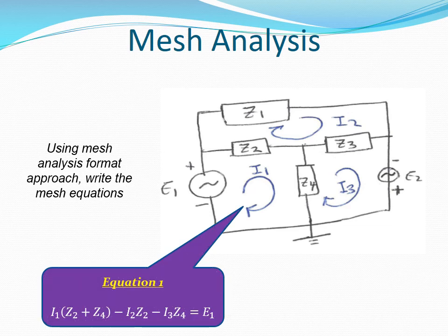For loop 1, the impedances through which the loop current flows are Z2 and Z4. Therefore, the first term is I1 by Z2 plus Z4. The mutual loops are loop 2 and loop 3, and the corresponding mutual impedances are Z2 and Z4. Therefore, the mutual terms are minus I2 Z2 and minus I3 Z4. The voltage source in the loop is E1, therefore the right hand side is equal to E1.